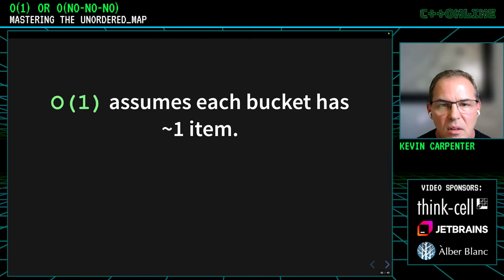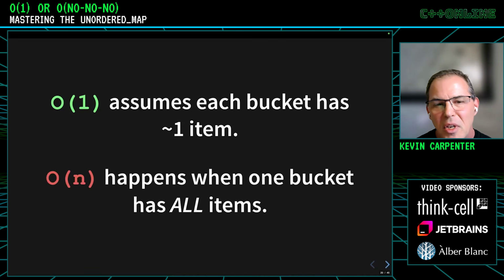So the O(1) assumes that each bucket has only one item in it, okay? And that's kind of key here. That's why I'm talking about the fact that it turns into a linked list, because O(n) happens when everything drops into one bucket, or one bucket has all the items.